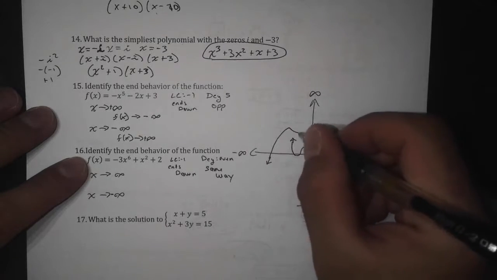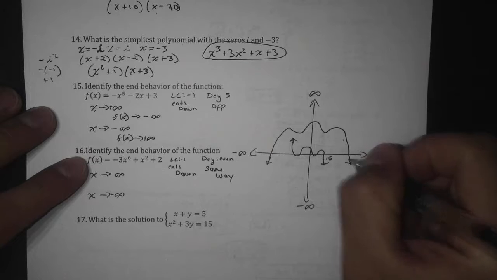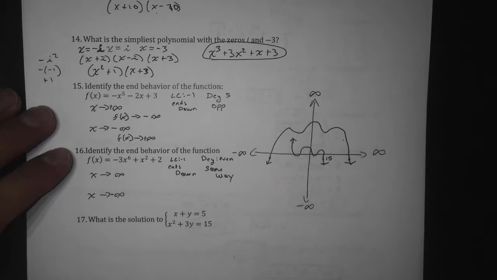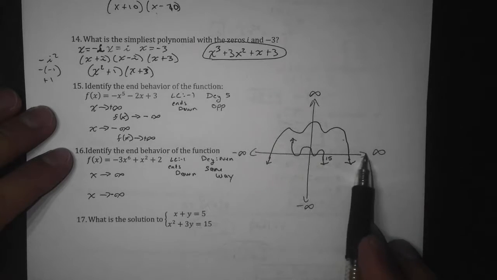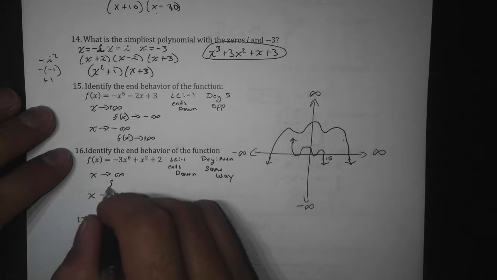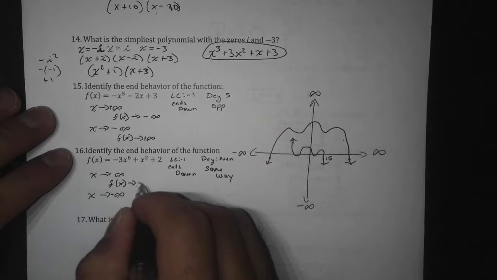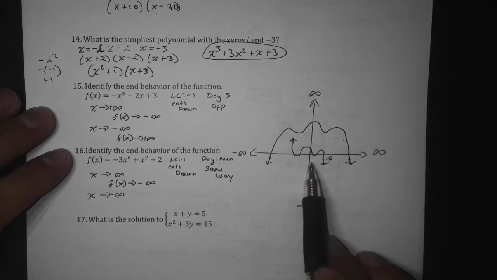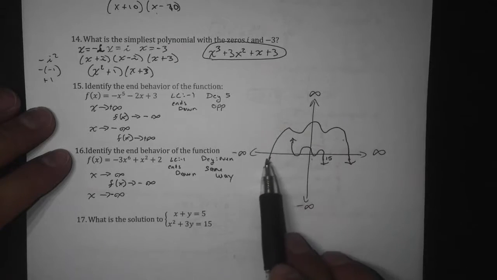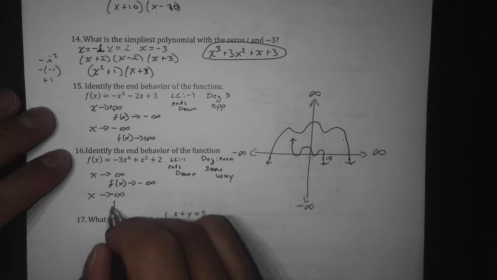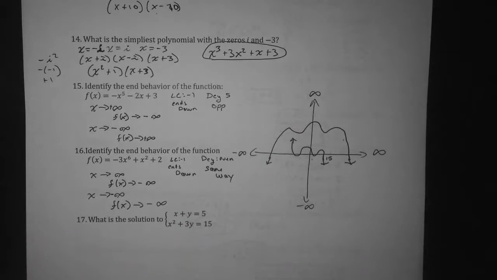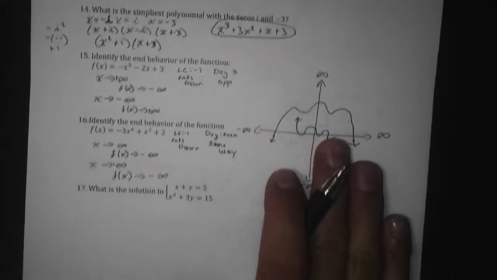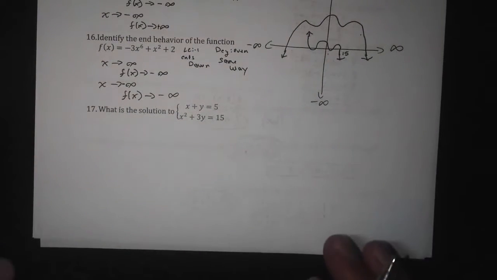So this is going to look something like this. We don't care what goes on here. So, positive infinity would be this side. It ends down. So f of x goes to negative infinity. On the left side, which is the negative infinity part, still ends down. F of x goes to negative infinity. Not too difficult.